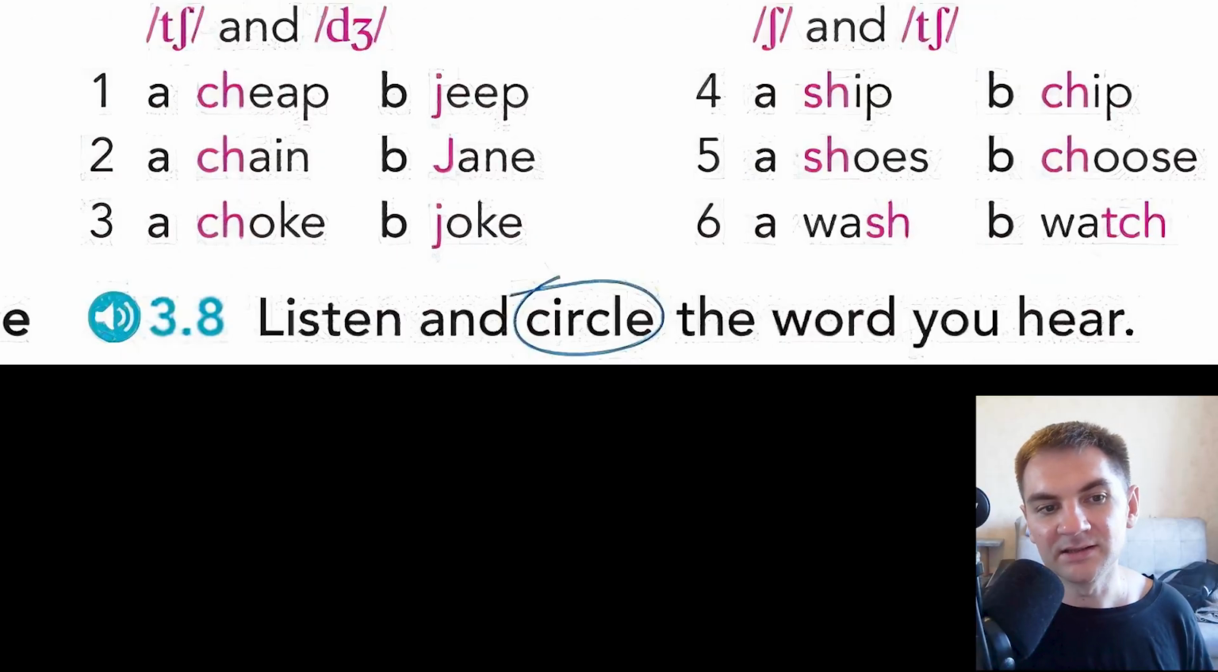Now, part E. Listen and circle the word you hear. So you will hear only 6 words. So it will be whether A or B. You just need to hear the exact word and circle it.